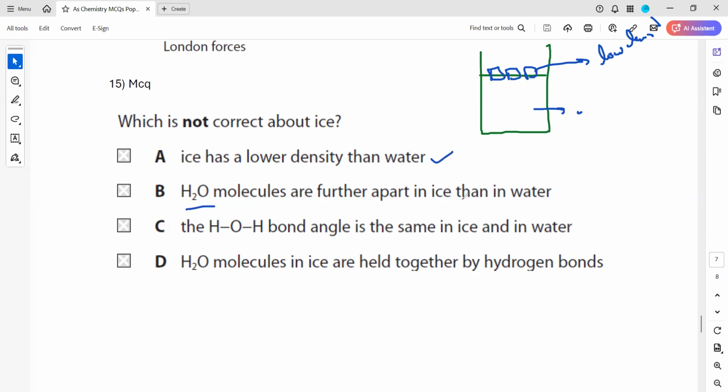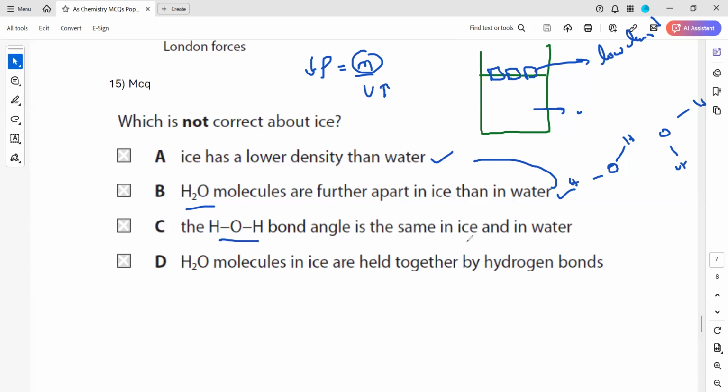H2O molecules are further apart in ice than in water. That is also right because density is mass over volume. For a constant mass, if the volume is greater, the density will be low. In ice, the water molecules arrange themselves in a 3D structure, which has a maximum amount of space as compared to the liquid state, where they are closer to each other. They can overlap. But in the solid state, they have a large space between them, so the volume is greater and the density is low. So H2O molecules are further apart in ice than in water. That's right. It's actually supporting the first statement itself.